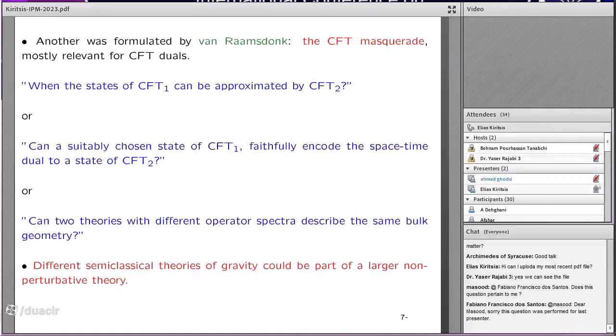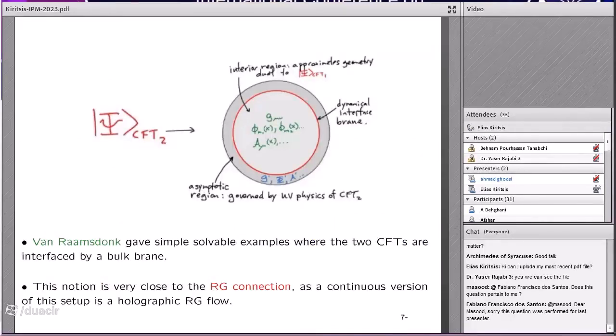And there are several ways of describing it. One way would be when states of CFT1 can be approximated by states of CFT2. Another way to describe it is, can a suitably chosen state of CFT1 faithfully encode the space-time that's dual to a state in CFT2? And another way to describe something which looks similar is whether two theories with different operator spectra describe the same bulk geometry. Now, different semi-classical theories of gravity, of course, could be part of a larger non-perturbative theory. And if I were, for example, to draw a picture of this kind of proximity definition, it would be as follows.